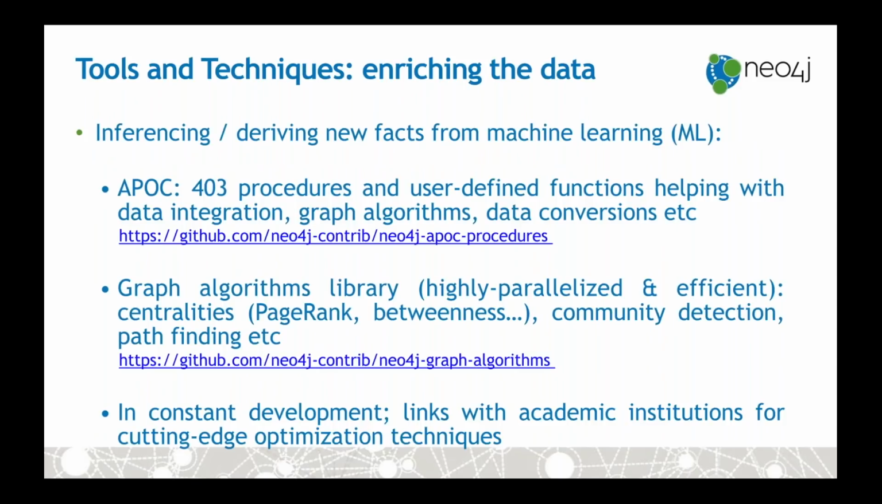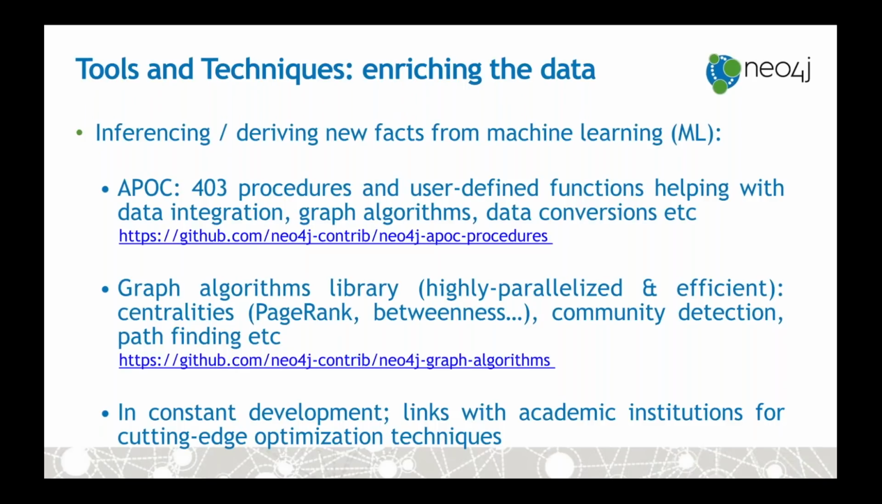So another way of enriching the data is, basically, there are two. I'll cover the first one now, which is machine learning. And I just wanted to let you know that we provide, and this is free to use out of the box, at the time of writing, which was yesterday, 403 procedures and user-defined functions at the first GitHub repository. We just collectively refer to that as APOC. And these essentially are all sorts of functions and procedures helping you to integrate data, convert data, all sorts of graph algorithms. So please do have a look at that if you're interested. There's also a lot of documentation there, so you can actually see exactly what's being offered.